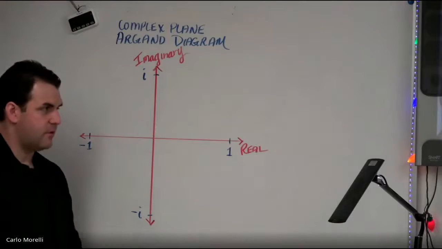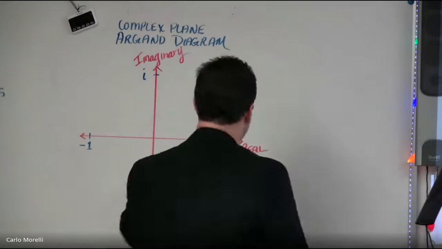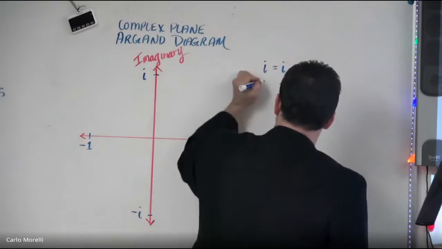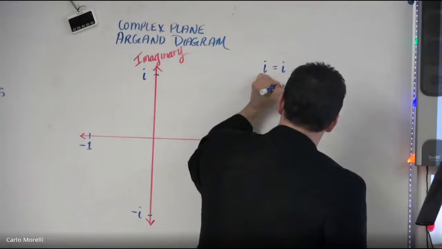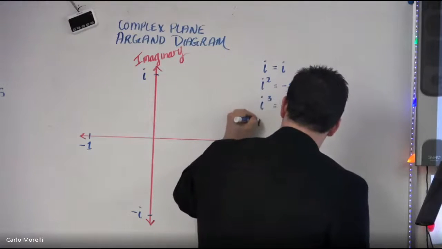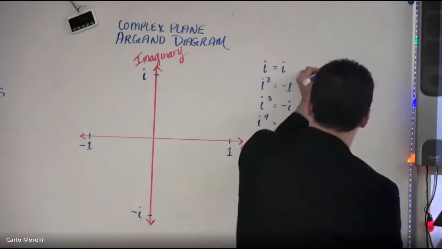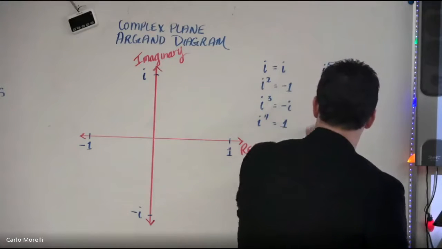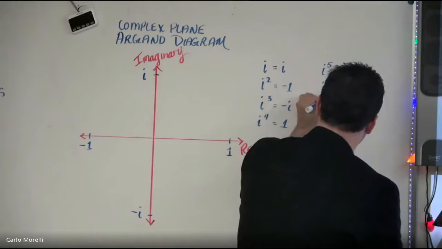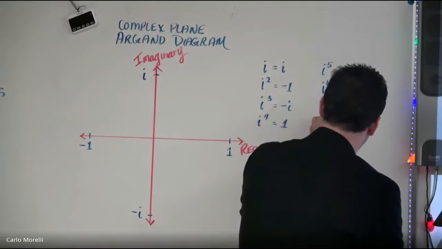Okay, now let's observe something that has thus far been unexplained. i equals i. i squared equals -1. i cubed equals -i. i to the 4th power equals 1. i to the 5th power equals i. i to the 6th power equals -1. i to the 7th power equals -i. i to the 8th power equals 1.